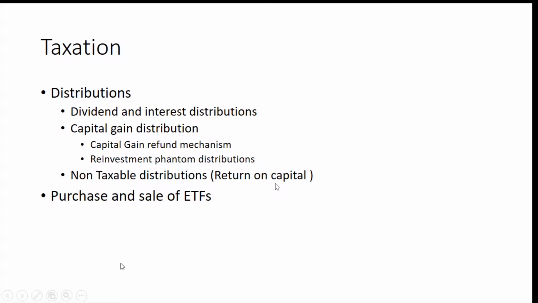Okay, so distributions are taxed like this. Dividend and interest: dividend is taxed, but you get a dividend tax credit. Interest is taxed at marginal rate. Capital gains are taxed at 50%, right? But you get the refund mechanism as well as reinvestment phantom distributions based on reinvestment. So adjusted cost basis changes, and non-taxable distributions, that is return of capital.